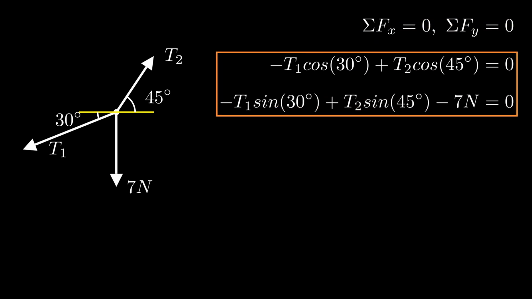And at last, we just have to notice that we now have two equations and two unknowns, T1 and T2, which means all we need is just a little bit of algebra, and we're able to solve for both of those.